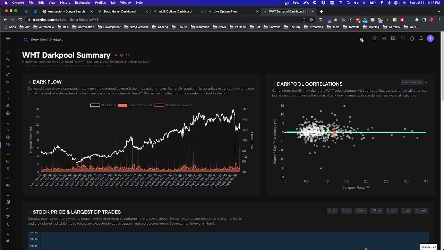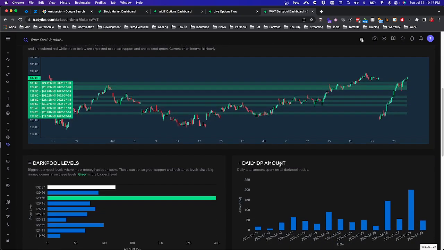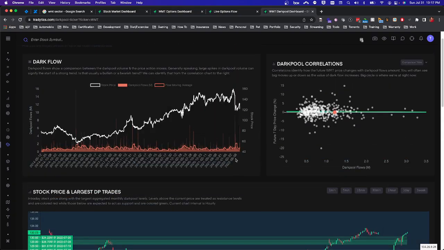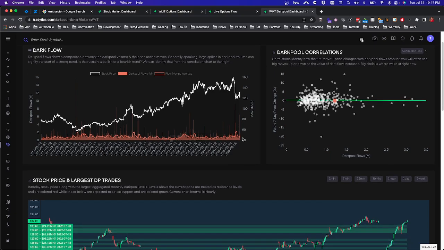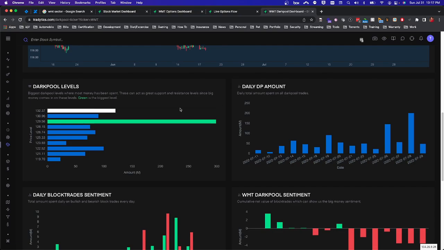But the other thing that I want to check out is, now the problem with these is I'm not quite sure how recent this is. I think this is up to date, but it's something I need to investigate more. What I'm more interested in right now is what I do know, and that's the dark pool levels. The biggest level is 129.50, meaning that this could certainly act as a target. Right now, 132.37 could be where they reject.